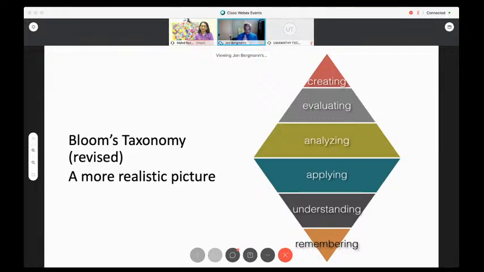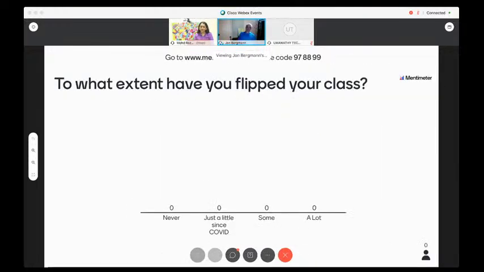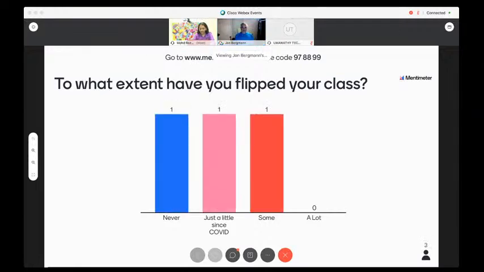One more question for you guys. Pull out your devices. To what extent have you flipped your class? It's just multiple choice: never, just a little since COVID, some, or a lot. Same code. If you're back on your browser, it'll automatically pop up. So, never, thank you. COVID folks.